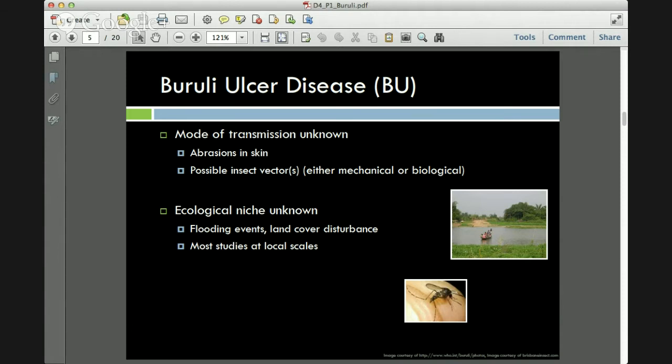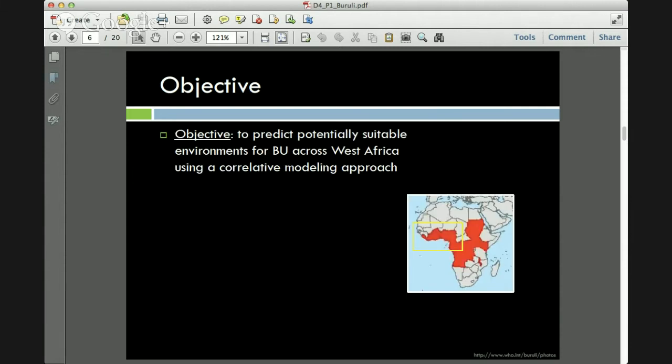There's been several anecdotal cases linking human cases to flooding events or land cover disturbance, such as gold mining activities. But most of these studies have occurred at a very local scale. And so we wanted to take a step back, and try to look at environmental factors that might be related to Buruli ulcer disease across the entire West Africa region. So the objective of this analysis was to predict potentially suitable environments across West Africa using a correlative modeling approach.